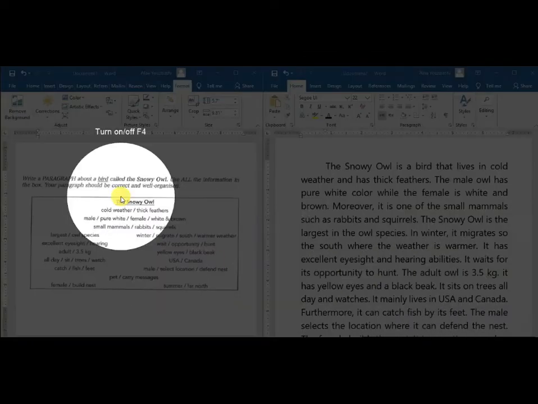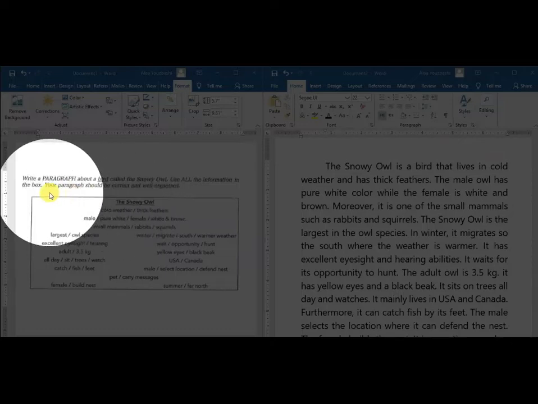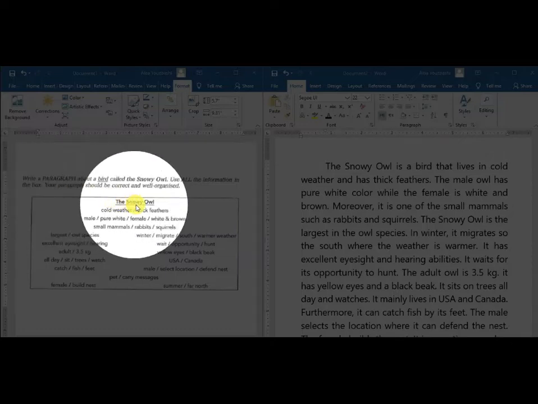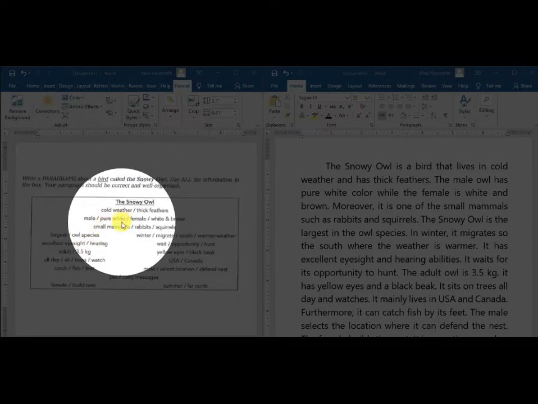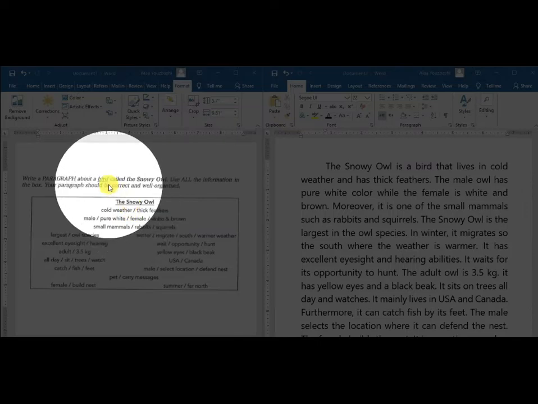Now let's take a look at how we can actually do the informative writing if they give me the clues, like in the question we were discussing earlier about the snowy owl. Now remember, the first thing we need to do is determine that I'm going to write about a bird.